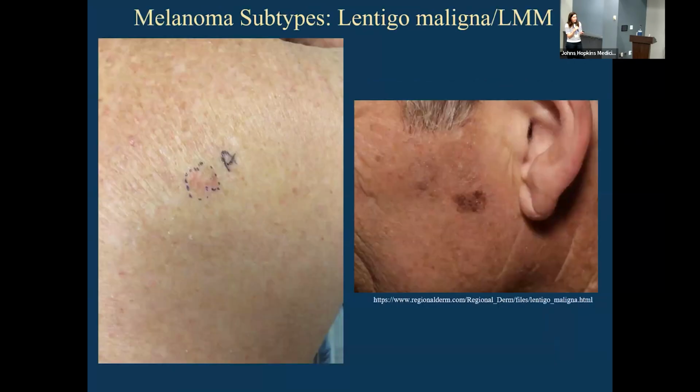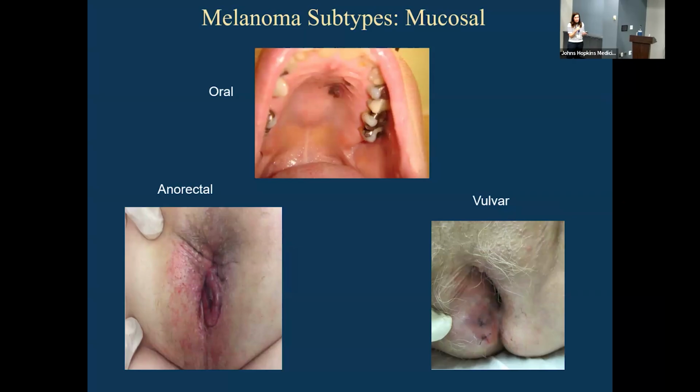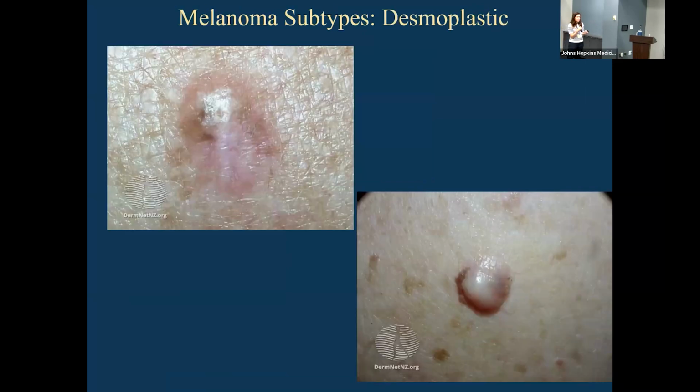Lentigo maligna or lentigo maligna melanoma occurs most frequently in older individuals on chronic sun-exposed areas, so the face or the back of the hands, or in this gentleman on the left, his upper back, which has a lot of sun damage in the background. Acral lentiginous melanoma can occur on the palms of the hands or the soles of the feet or in the nail units. You can have mucosal melanoma. Now this is much rarer than the other types, but it occurs in the oral cavity, anorectal area, or vulvar area. Desmoplastic melanoma is a subtype that often can look like a scar. These can be pretty deep.